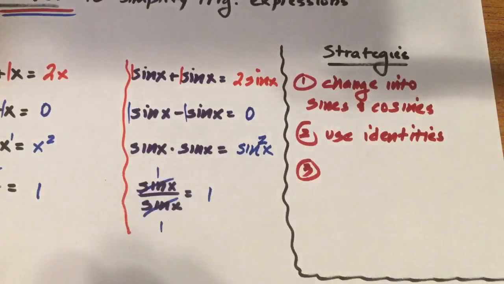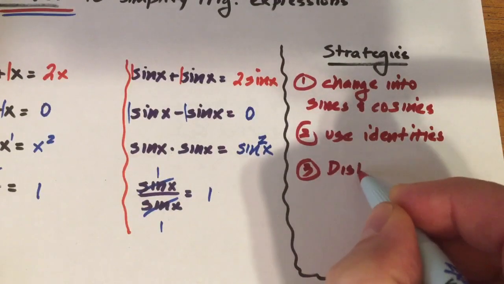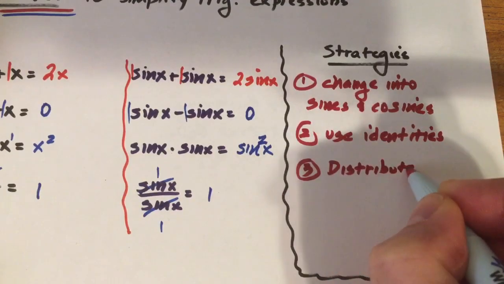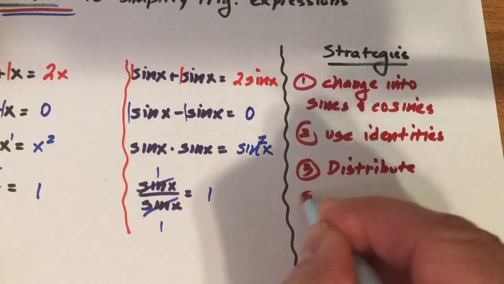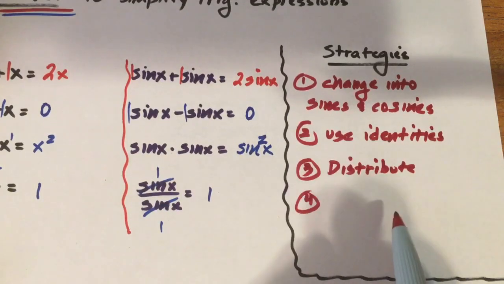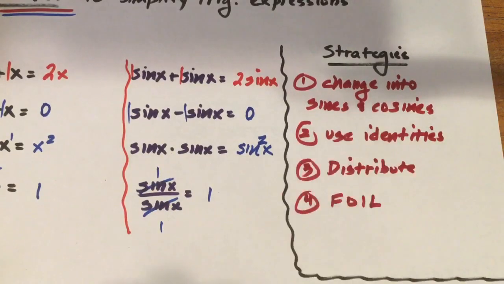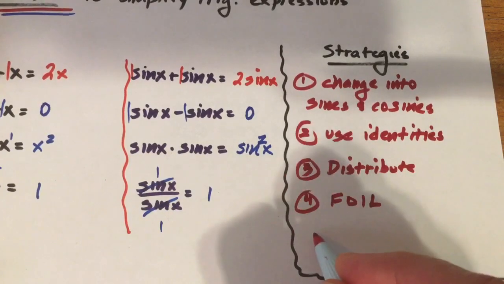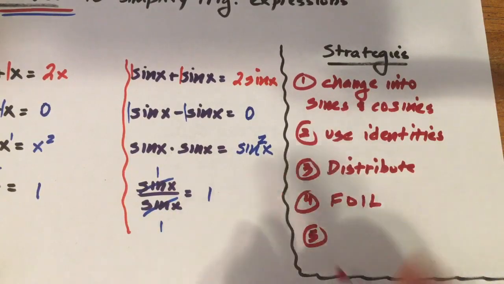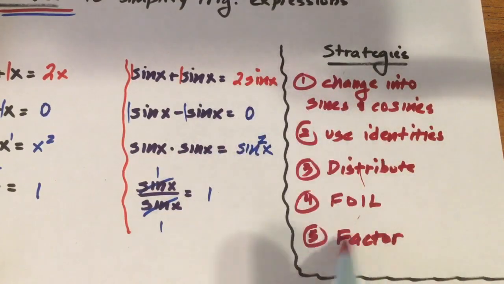A third strategy, sometimes we may need to distribute to simplify. Other times, we may see a situation where we have a binomial multiplied by another binomial, and we can say that the FOIL process is helpful there, first, outer, inner, last. And a fifth strategy that we can often use is factor. Now, there are other strategies as well, but these are the 5 that we went through over break. Let's go ahead and look at several examples. We'll start with these here.